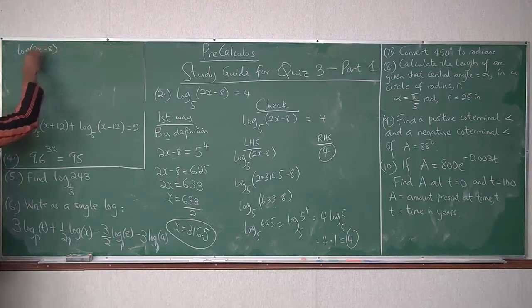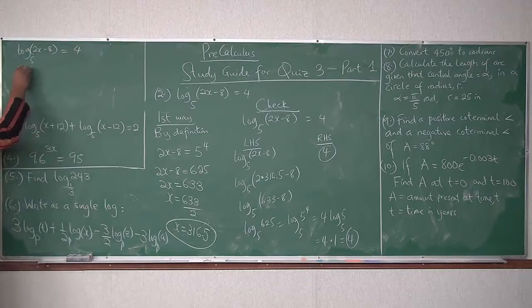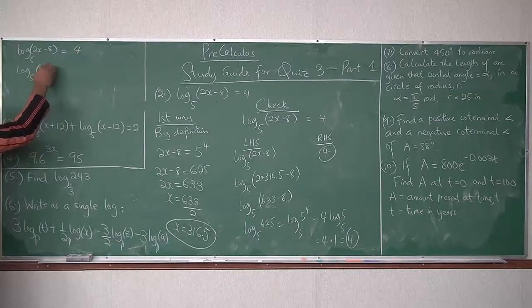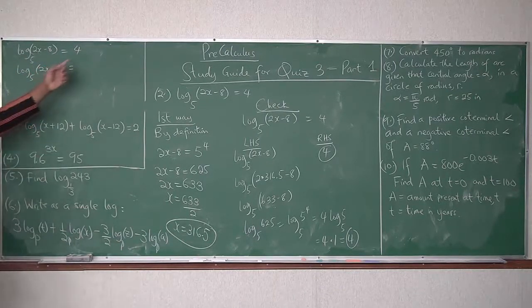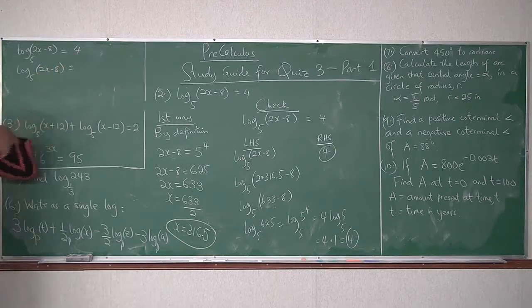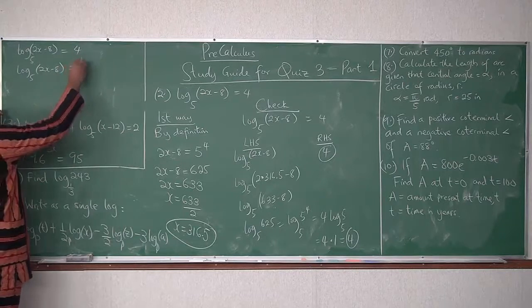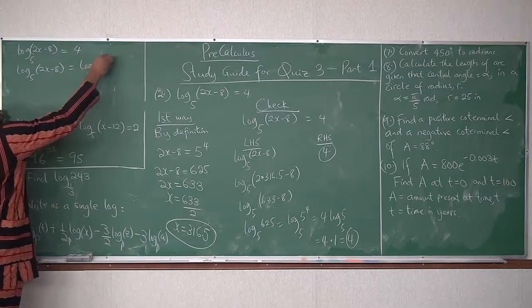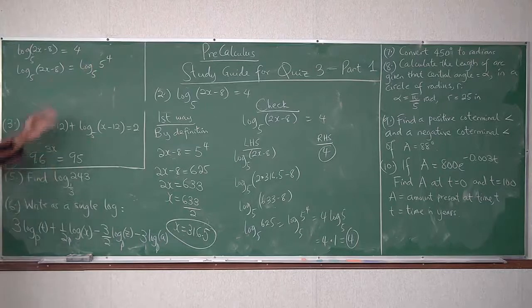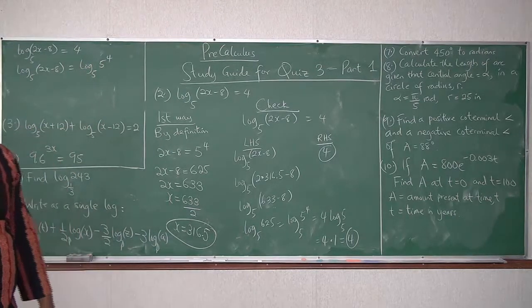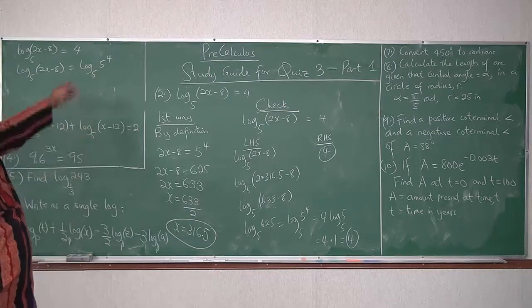Log of 2x minus 8 base 5 equals 4. So what you might want to do is change this to a logarithm to base 5, as I did in the previous videos. How will you change this to base 5? This means log base 5 raised to the power 4, which is 4 log 5 base 5. You know, log 5 base 5 is 1. So that's the way you can change it.